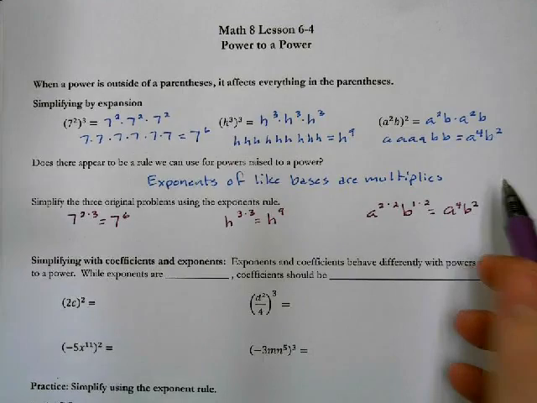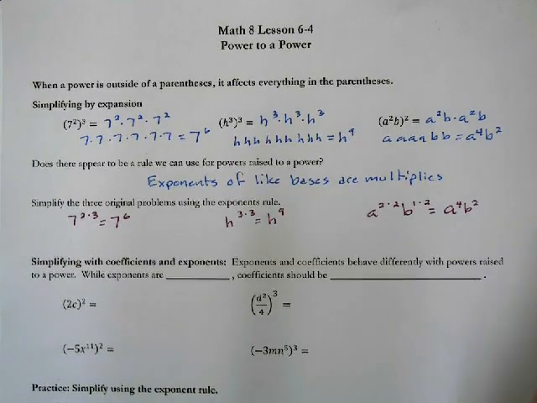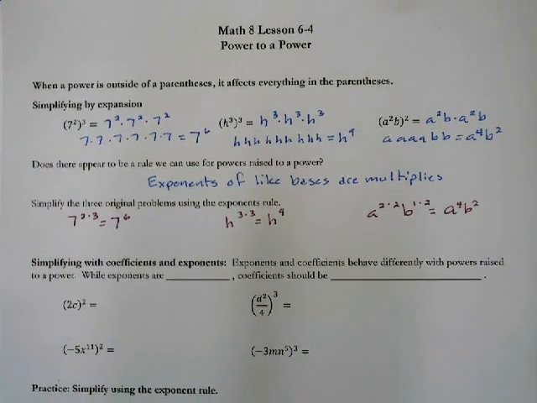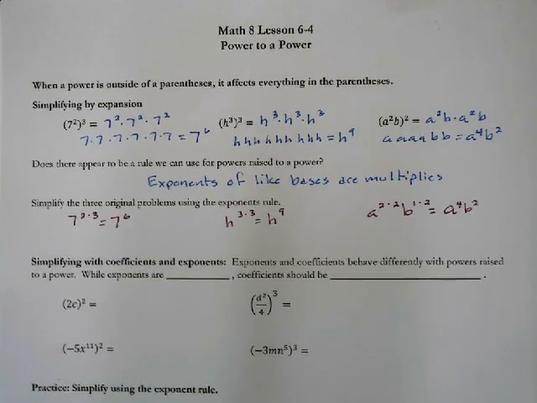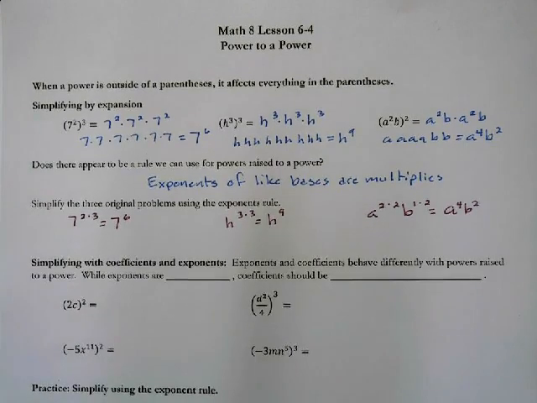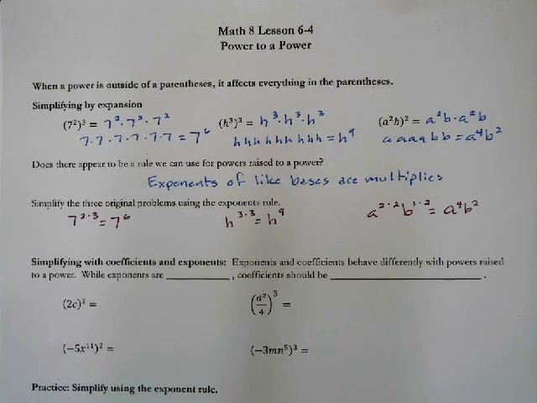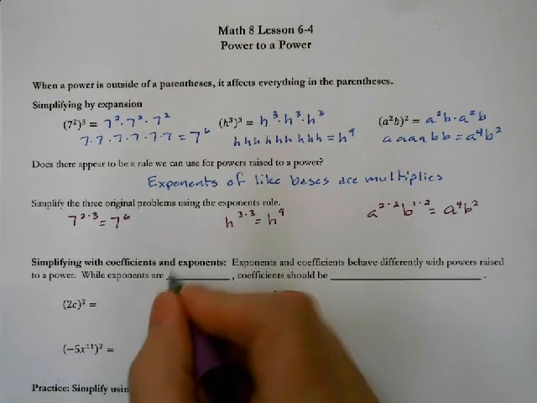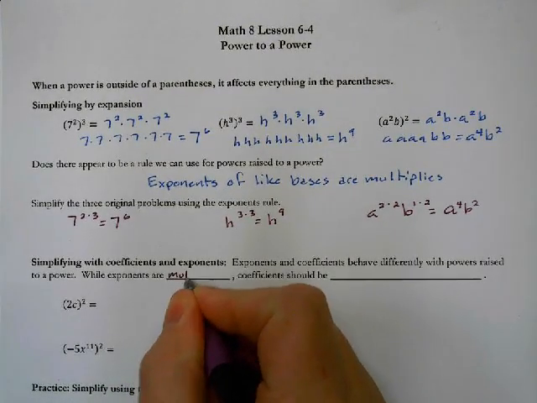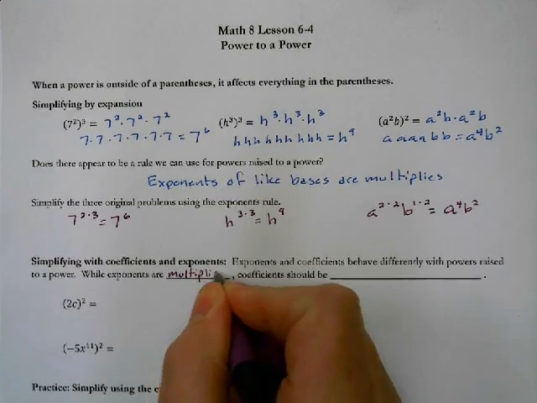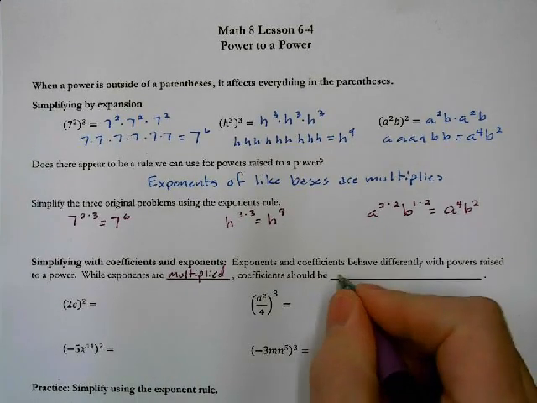So if we have like bases, we are going to go ahead and multiply the exponents if it's a power to a power situation. All right, so what do we do if we have coefficients and exponents at the same time? So exponents and coefficients, again, they always behave differently with powers raised to a power. While exponents are multiplied, the coefficients should be taken to a power.